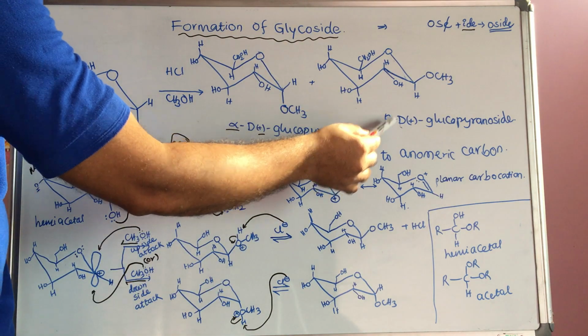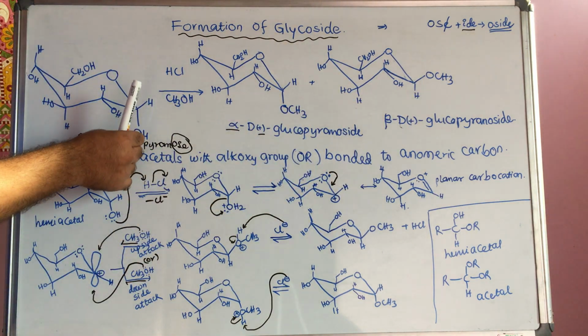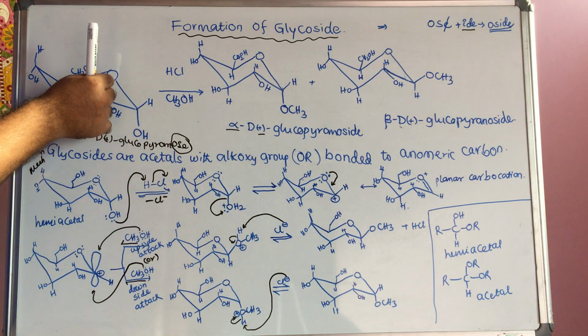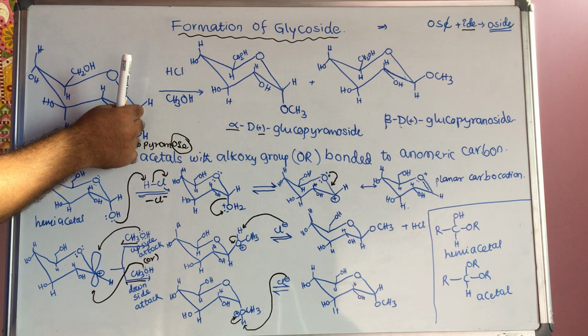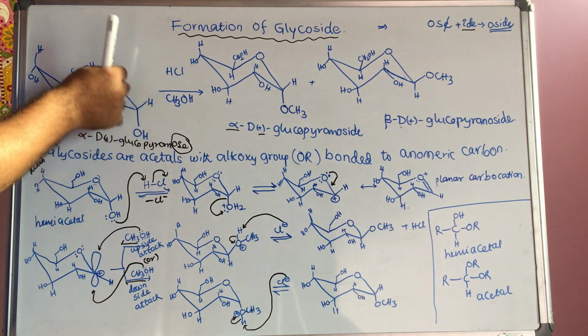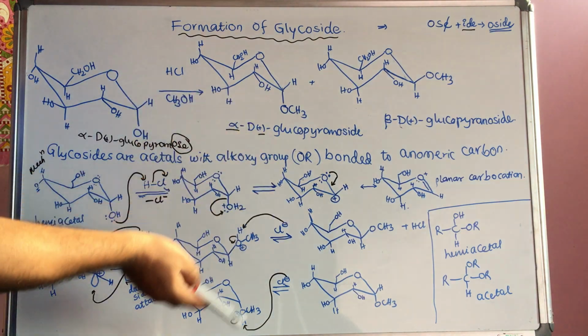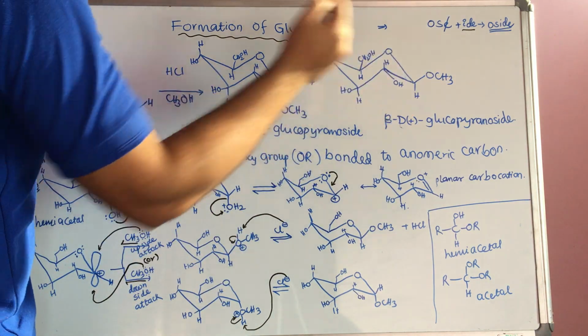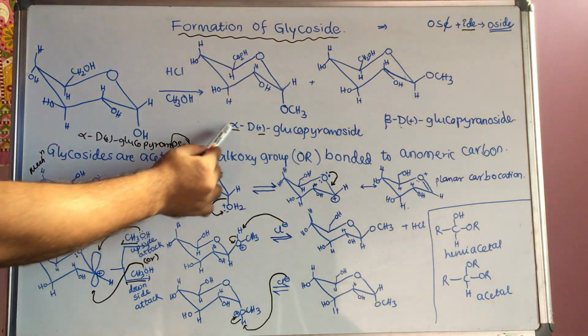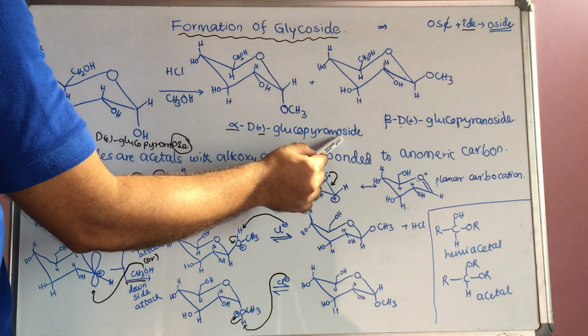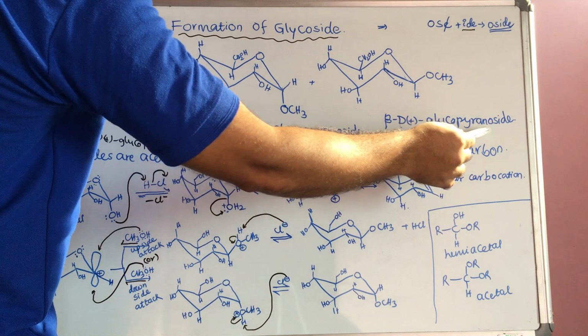So this is the beta form. Here the OH is down, opposite to this oxygen, so alpha. If the OH is in the equatorial position, on the same side as this oxygen, then that is called beta. So now it is the beta form. This is the alpha form. Alpha-D-(+)-glucopyranoside, beta-D-glucopyranoside.